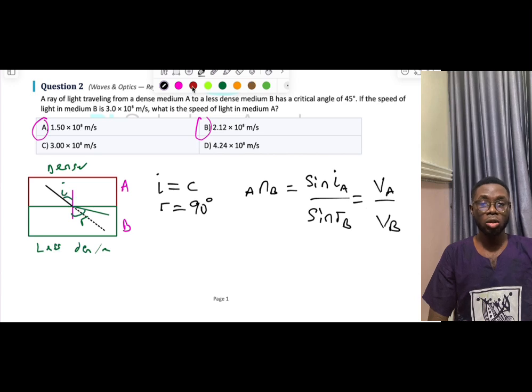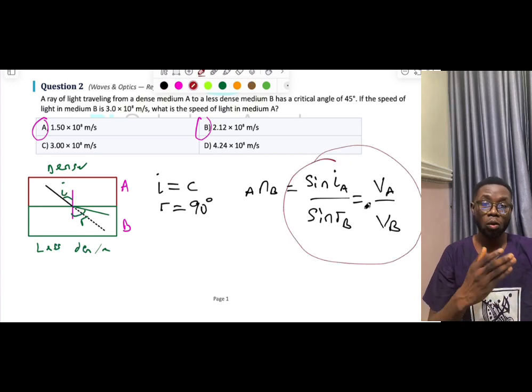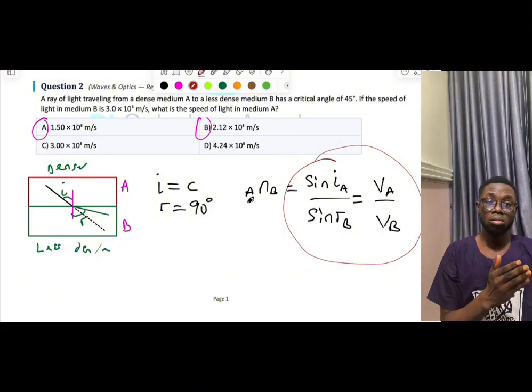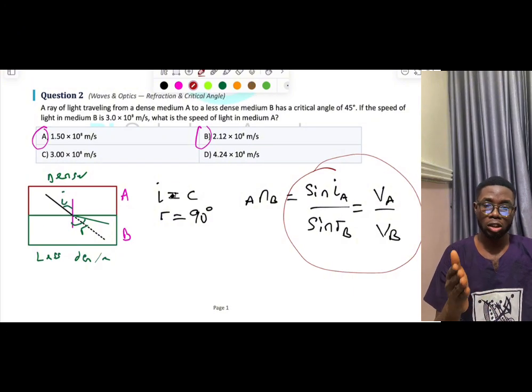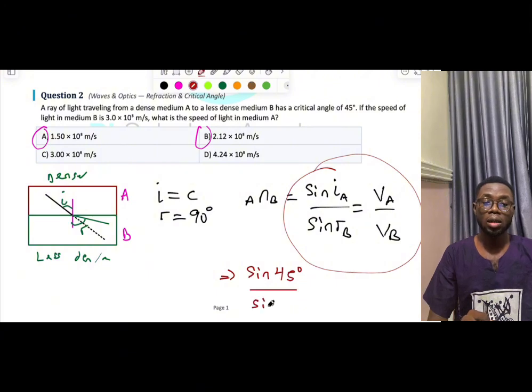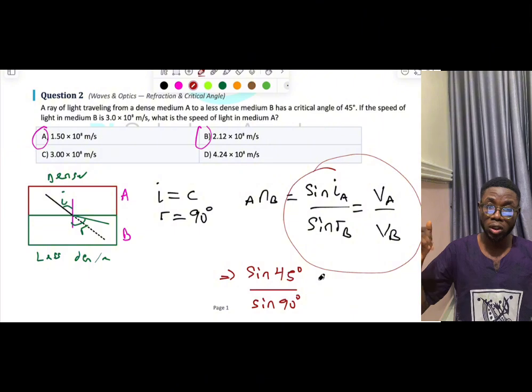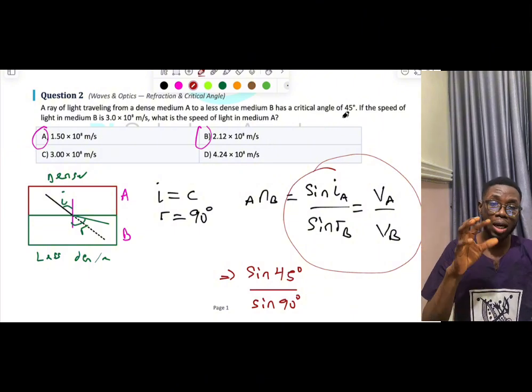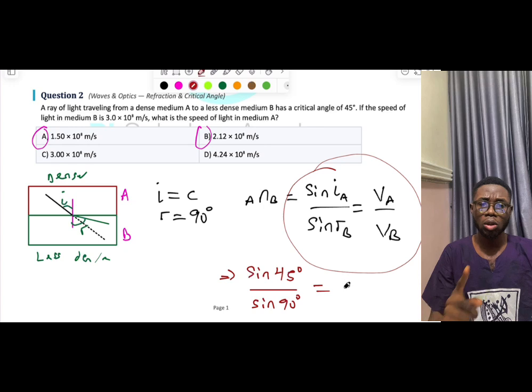But in this situation, I'm just going to be coupling these together, since I wasn't given a particular refractive index. I told you already that the critical angle will represent the angle of incidence here. So we have sine 45 degrees divided by sine 90 degrees, since with a critical angle the corresponding angle of refraction is 90 degrees. By the way, you can check some of my previous videos, where I've explained total internal reflection and how you get your critical angle. In this case, we're looking for the speed of light in medium A. We already have that in medium B, which is 3 times 10 to the power of 8.